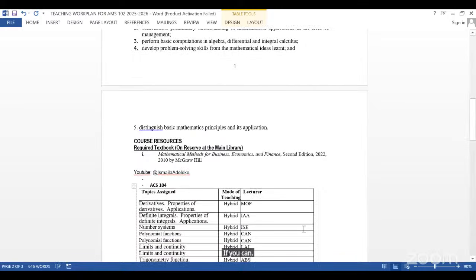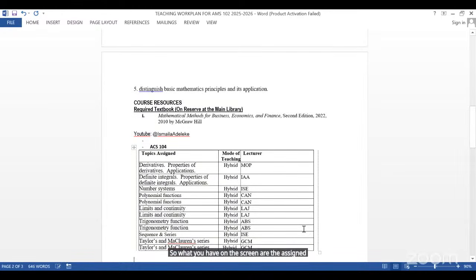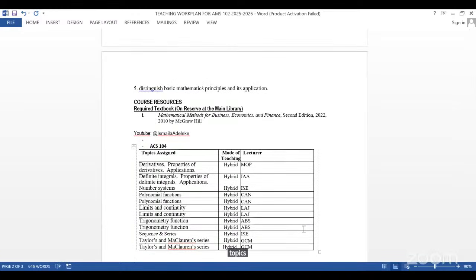A maths book that covers the topics can also be used. What you have on the screen are the assigned topics to each of the lecturers. We'll be teaching in turns. Derivative will be taught by Mrs. Patrick. I will take you through definite integral. Number system will be taken by Mr. Eboda. Same sequence and so on.